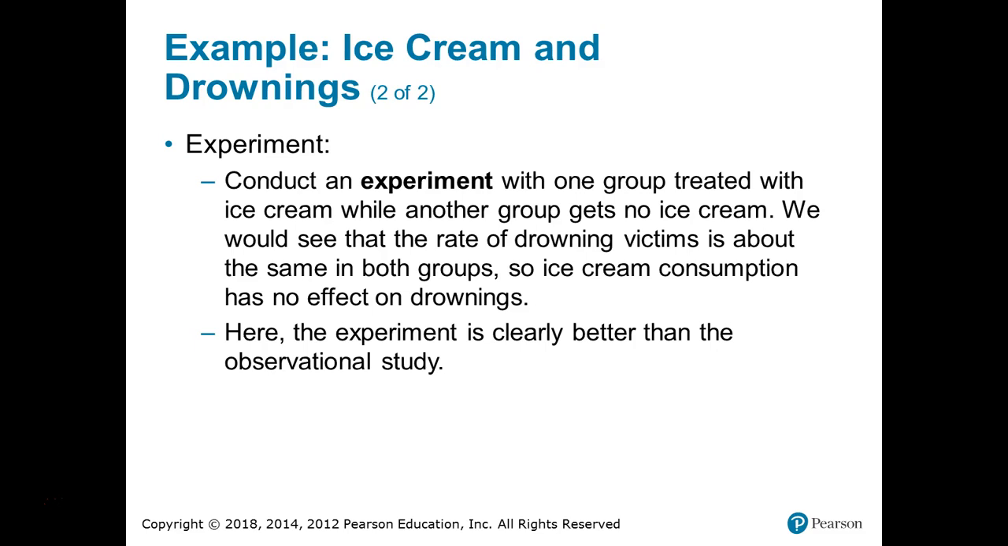An experiment would be conducting an experiment with one group treated with ice cream, and then the other group gets no ice cream. Aw, poor them. So we would see that the rate of drowning victims is about the same in both groups. So then we would be able to dismiss the claim that they are cause and effect. So here, the experiment is clearly better than the observational study, because if one group had ice cream, the other does not, and then you throw them in a pool, well, you expect their drowning rates to be the same. Pretty morbid experiment, but I think you get the idea.